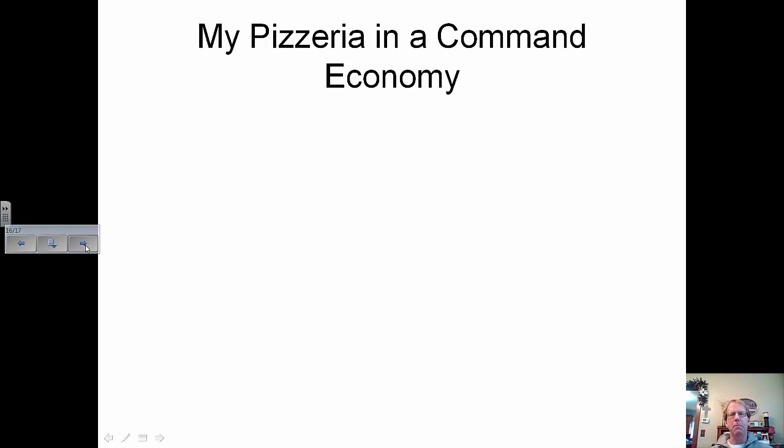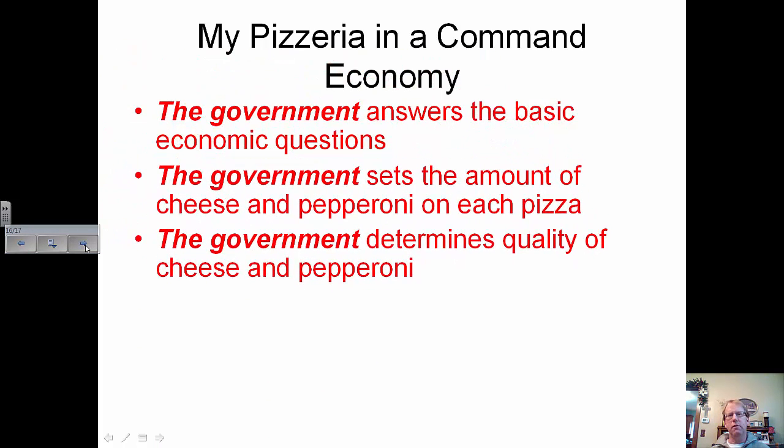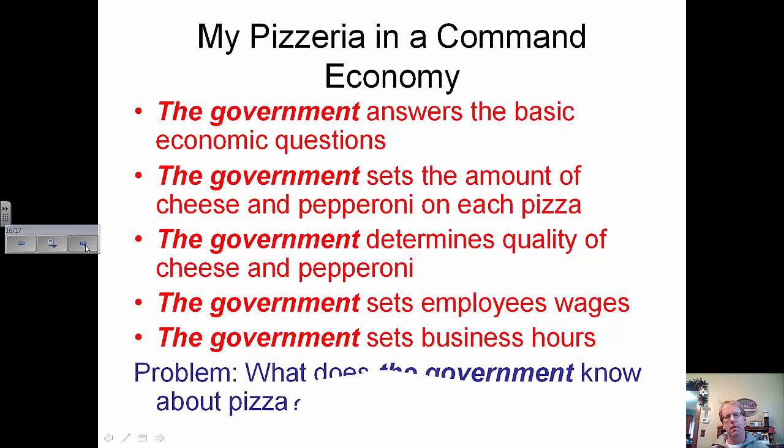In a command economy, much different. The government answers the basic economic questions, such as the government sets the amount of cheese and pepperoni on each pizza. So maybe they say a certain number of ounces or pounds or whatever. And the government determines the quality of cheese and pepperoni. So they decide how good or bad that cheese or pepperoni is. And finally, the government sets the employees' wages, and they also set the business hours. The problem is, how much does your government know about pizza? If there's no pizza experts in your government, then maybe they're making bad choices for your pizzeria, right? And maybe I should be making those decisions because I'm the expert.